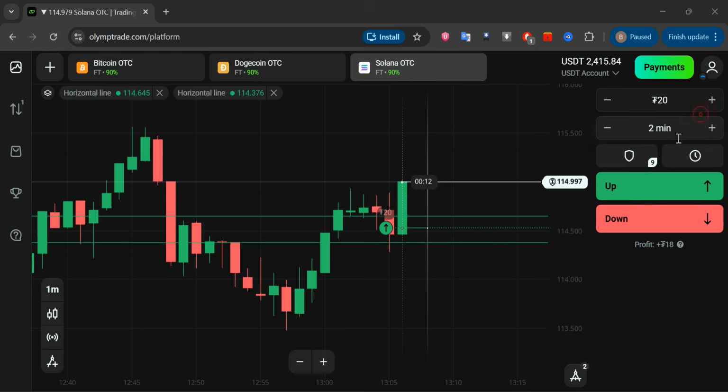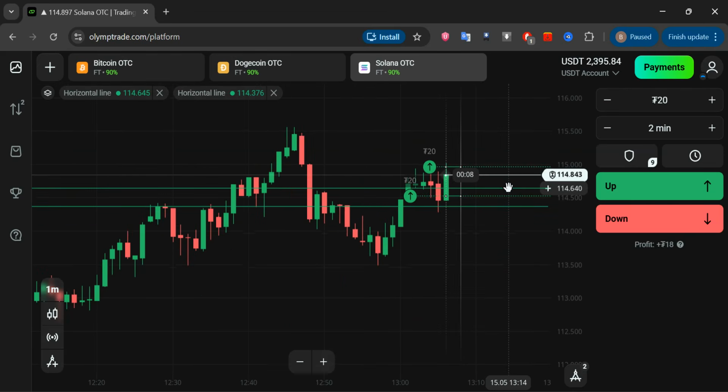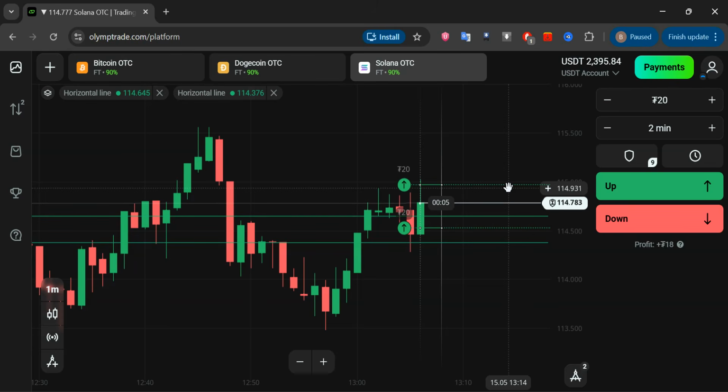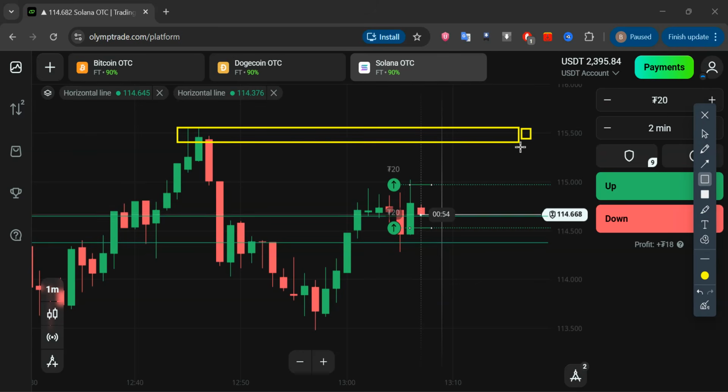So I can again do another call option with 2-minute expiry, because now I target this area. So let's wait and see what happens. I expect the buyers to move to this area that I've just marked. This is our area.